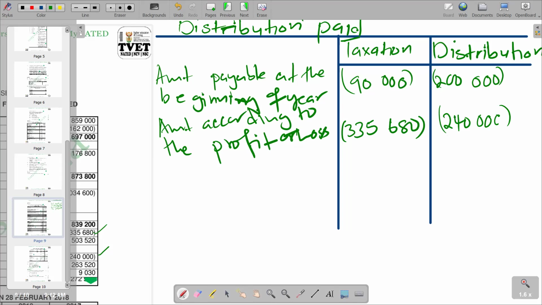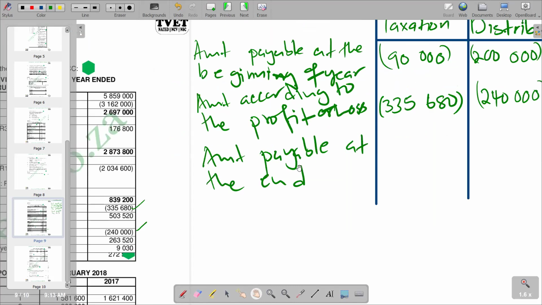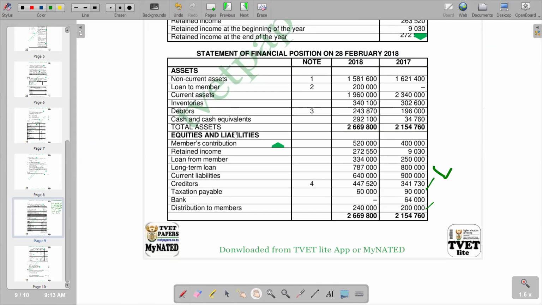And then after that, we are supposed to add amount payable at the end. So here we have amount payable at the end. So amount payable at the end, again, we get them in the statement of financial position, which is our balance sheet. We go there. We are here. Now at the end, we are using 2018. So for taxation payable, we've got 60,000 here, and then for distributed to members, we've got 240,000. And we are saying we are going to show them as positive. So we go there.